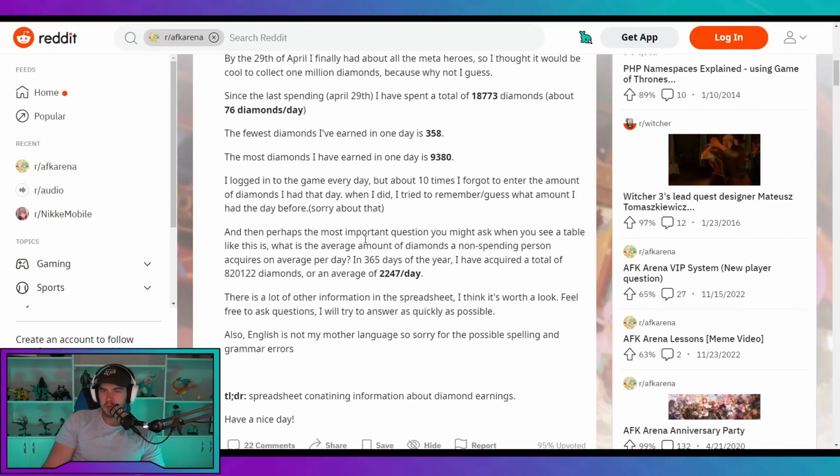And then perhaps the most important question you might ask when you see a table like this is, what is the average amount of diamonds a non-spending person acquires on average per day? In 365 days of the year, I've acquired a total of 820,122 diamonds, or on average 2,247 per day.